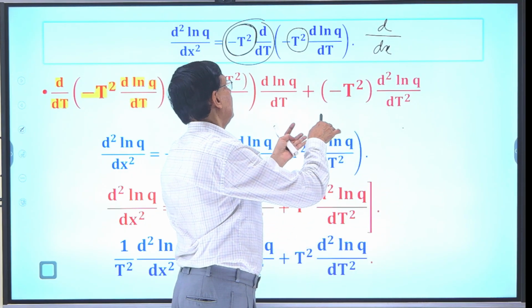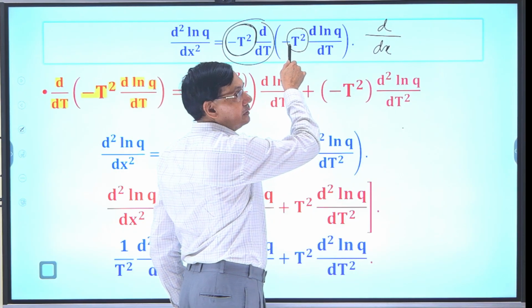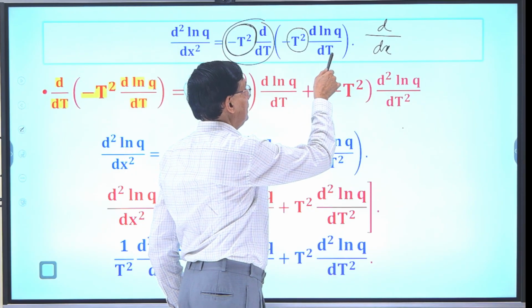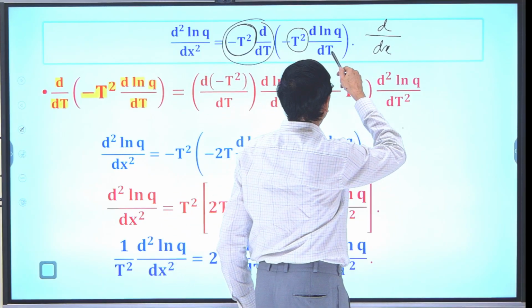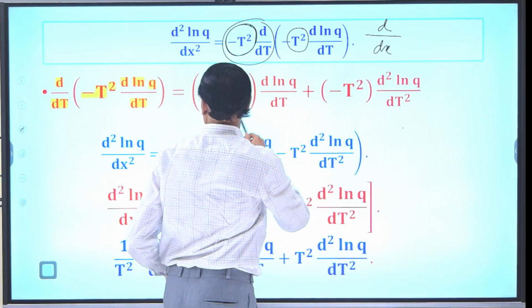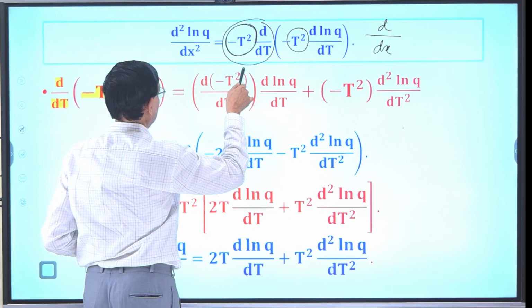दूसरे का अगर हम करेंगे, इसका करेंगे माइनस 2t, d natural log of q. d. पहले का एक कर लिया तो सेम रहेगा, बट हियर इज ऑल्सो माइनस, हियर इज ऑल्सो माइनस. हियर दिस इज d by dt of t square.